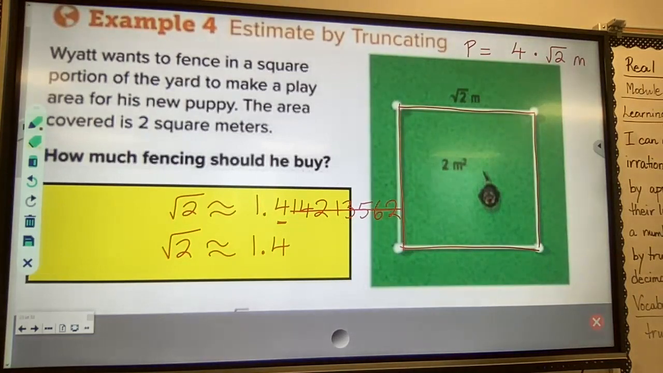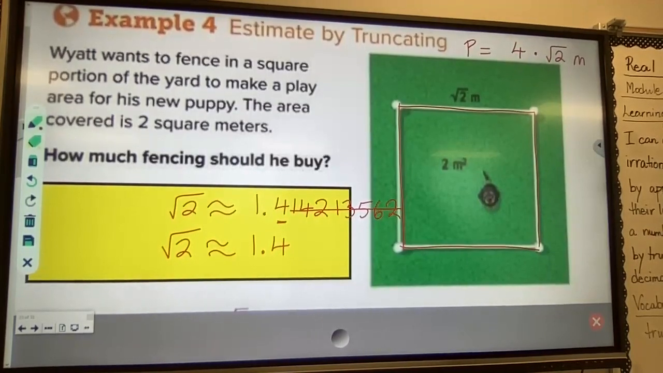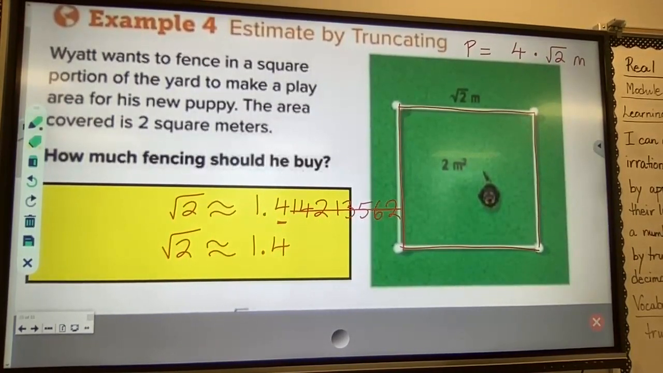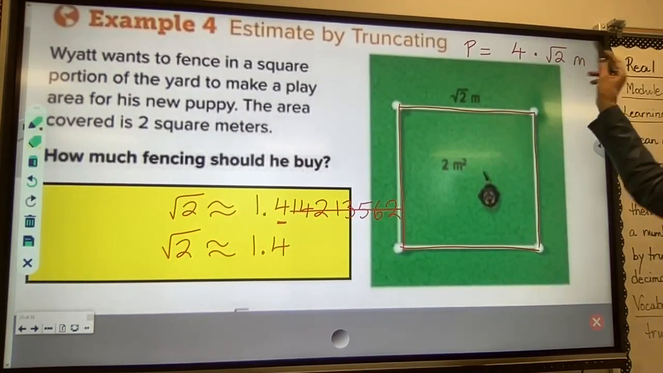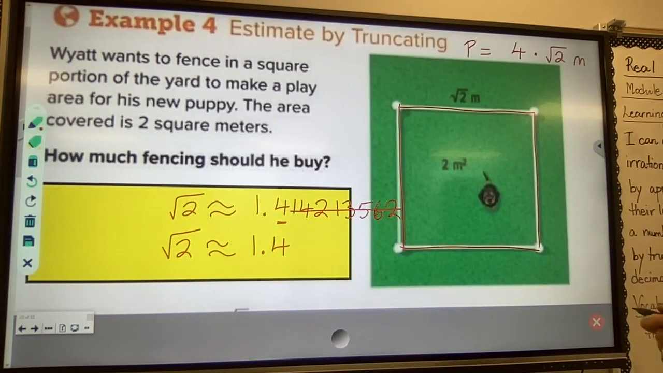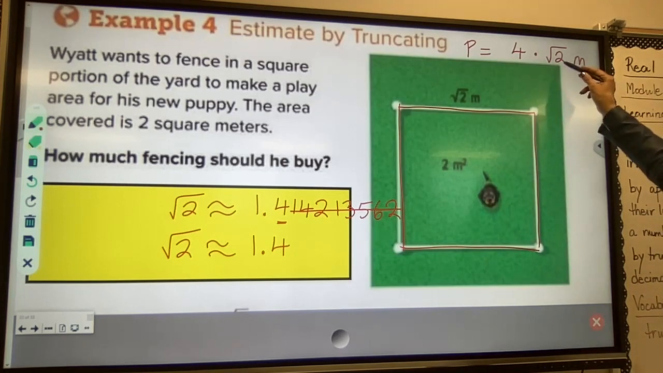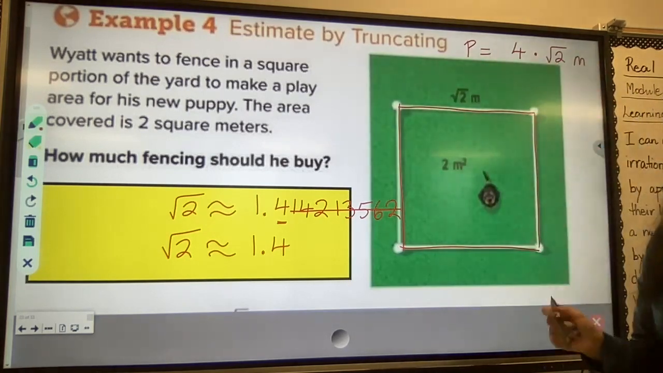Okay. So I know that square root of 2 now is going to be between 1 and 4/10 and 1 and 5/10. Okay, so I'm going to find the amount of fencing. Since square root of 2 is between 1 and 4/10 and 1 and 5/10, the perimeter, which is 4 times square root 2, is between 4 times 1 and 4/10 and 4 times 1 and 5/10, right? Because that's what we found out the approximate value to be.